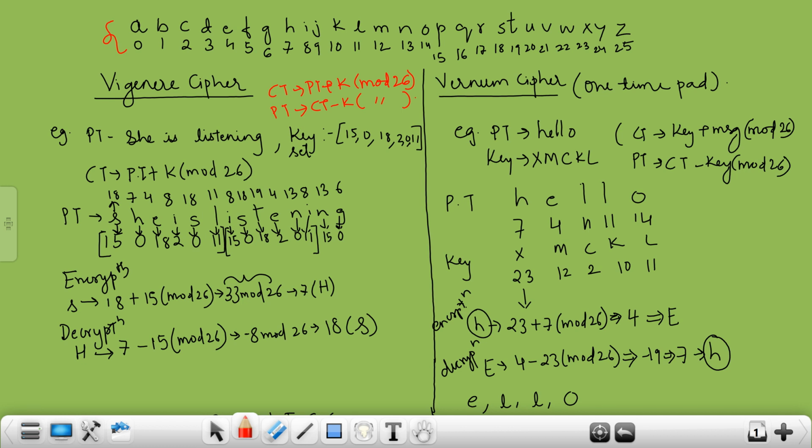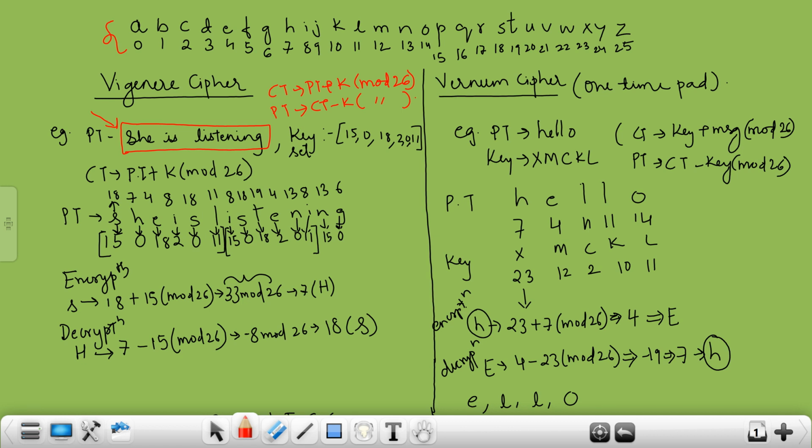Let us jump directly to an example and learn what Vigenere cipher is. The plaintext given to you over here is "she is listening". You are told to use Vigenere cipher to find the ciphertext. That is the encryption part. Once the encryption is done, we will do the decryption again to check whether we are getting back our plaintext or not. So the first step is to calculate the ciphertext, that is, the process called encryption.